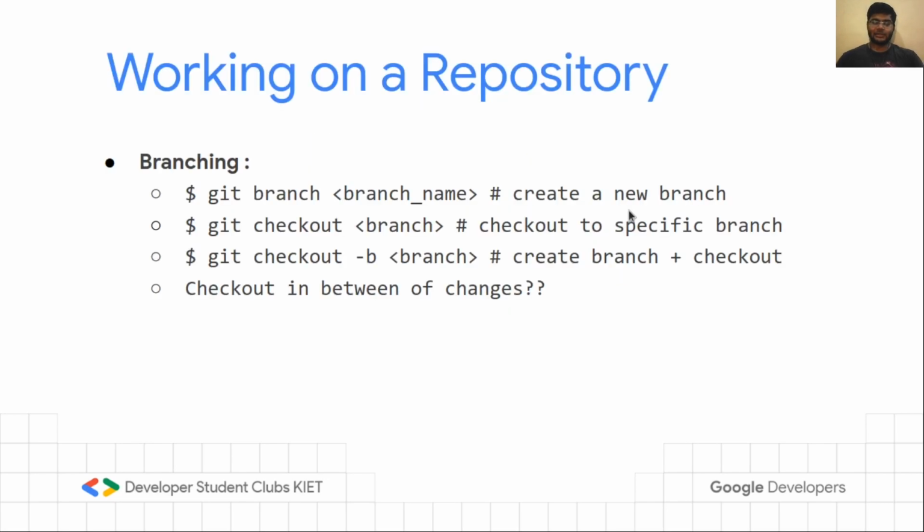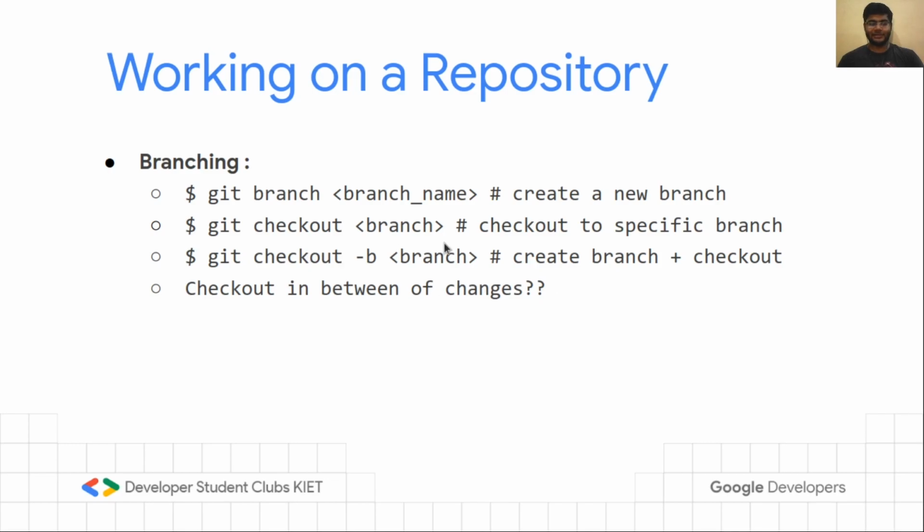So let's do some branching in our code. Branching has these 4 major commands that are commonly used. First one is git branch <branch name>. It is used to create a new branch. Next we have git checkout <branch>. If we are currently on some branch and we want to move to another branch, we use git checkout. And a combination of these two, git checkout -b <branch>. This command is the combination of these two. So what it does, it creates a new branch as well as moves to this branch.